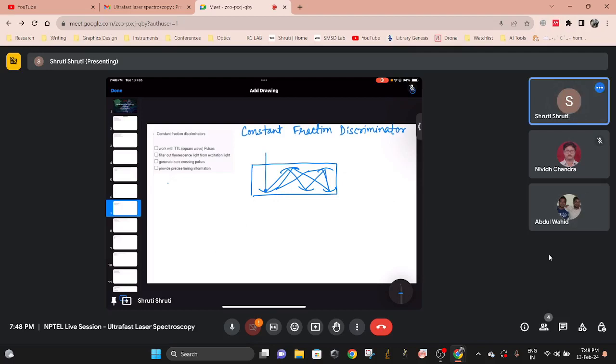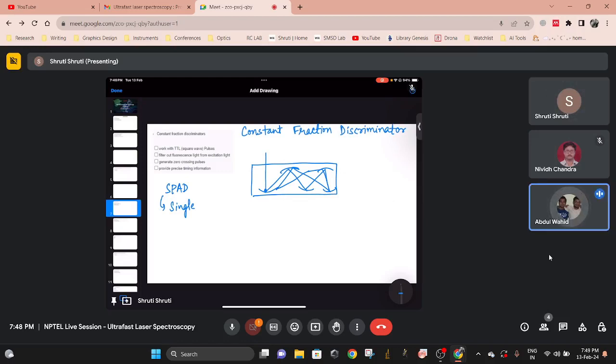Have you heard of these SPAD detectors? You can Google about it. It is the full form of single photon avalanche detectors. So these detectors detect only one photon at a time.